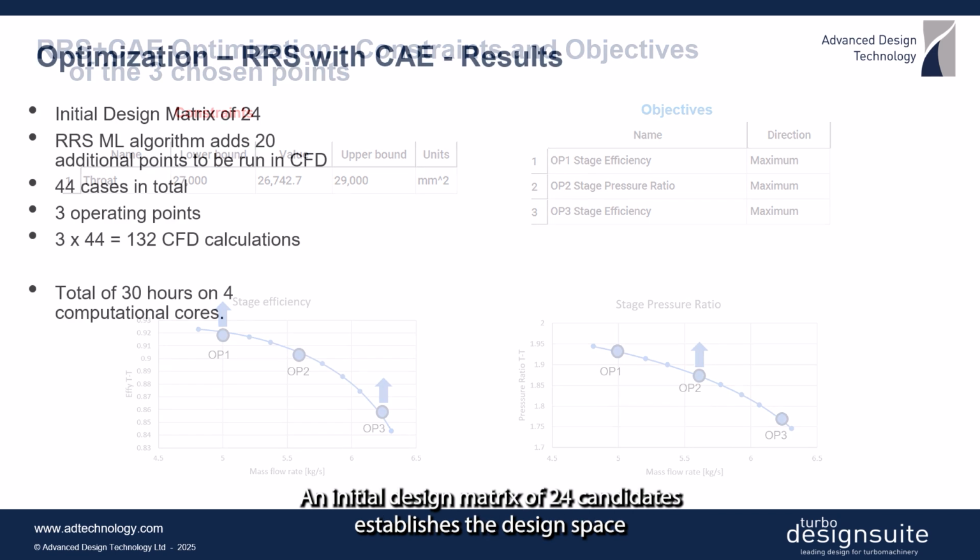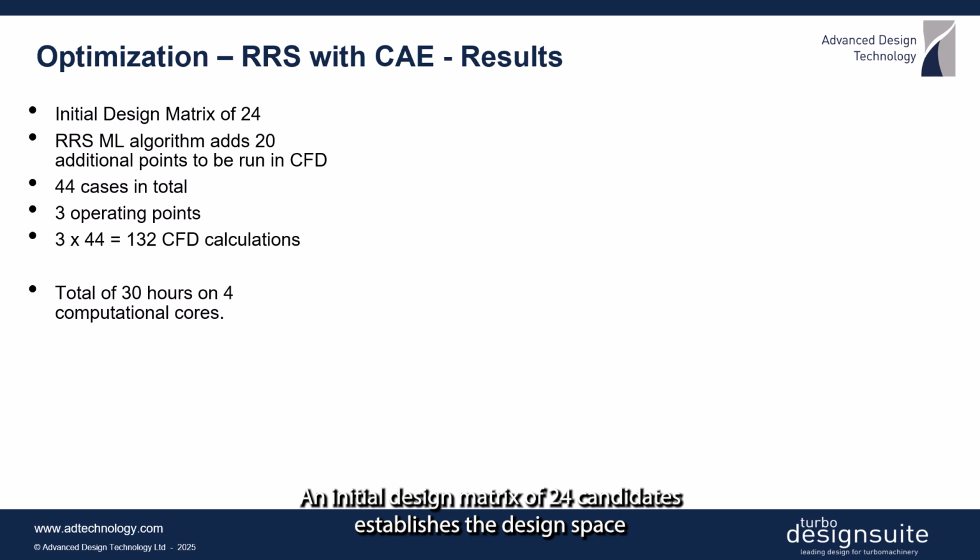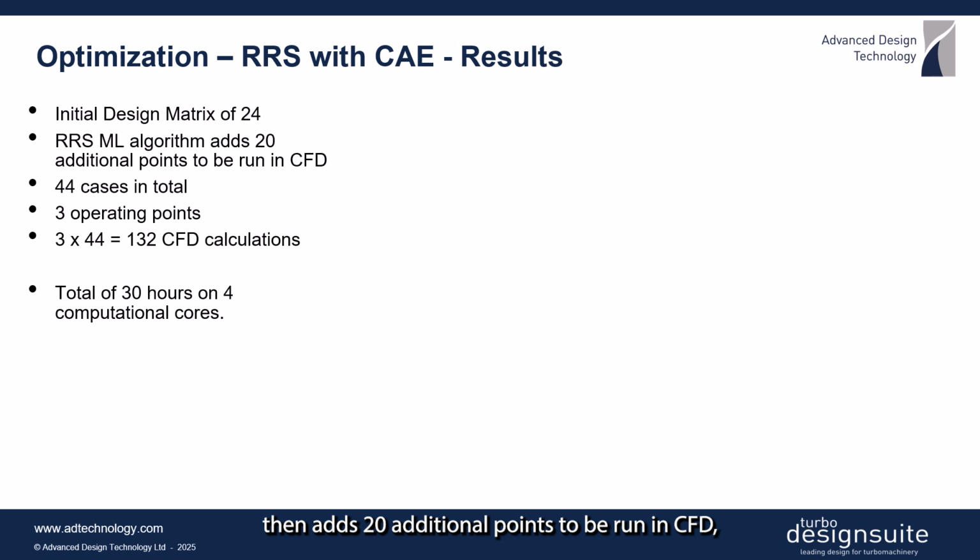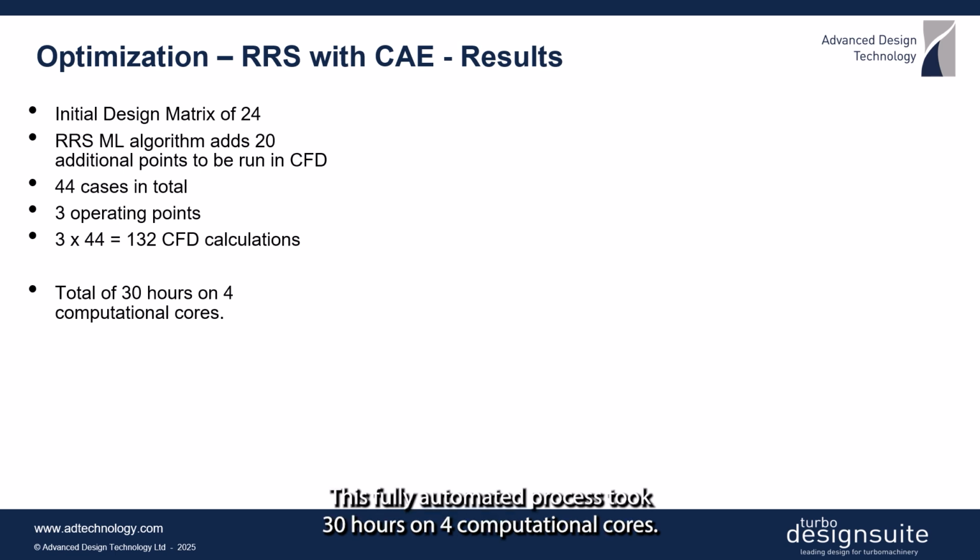An initial design matrix of 24 candidates establishes the design space topology. RRS with CAE then adds 20 additional points to be run in CFD. So 24 plus 20, times 3 for the 3 operating points, gives 132 CFD calculations. This fully automated process took 30 hours on 4 computational cores.